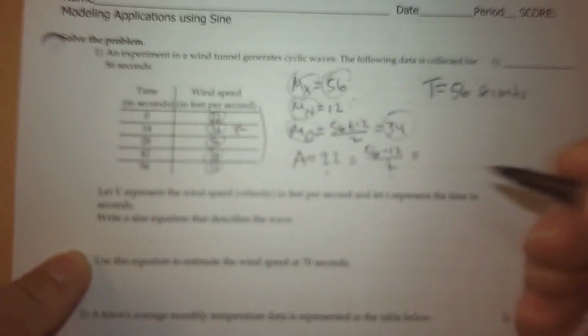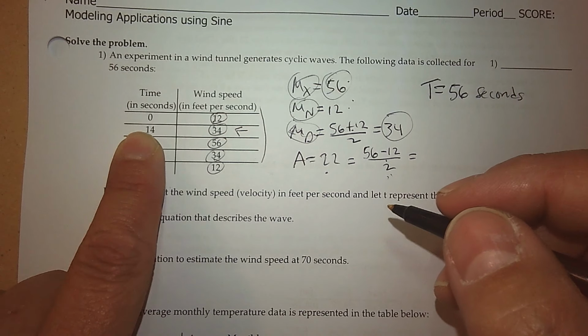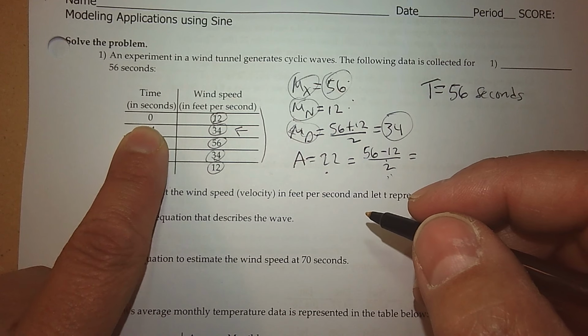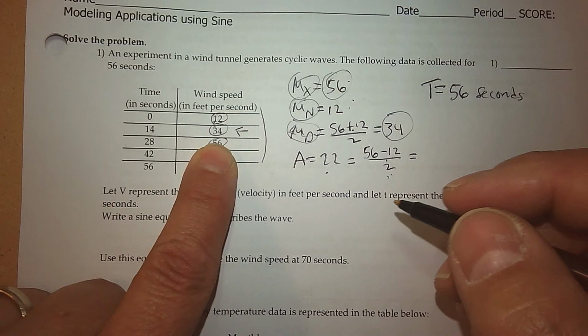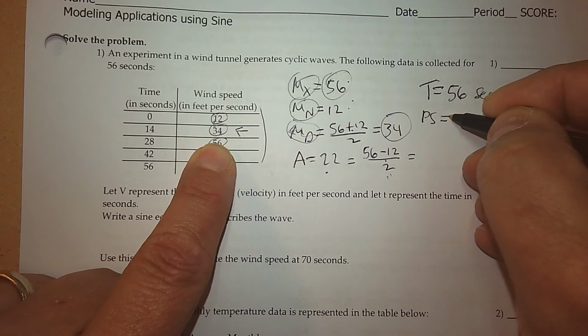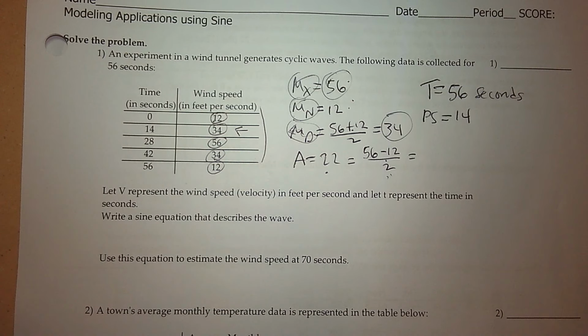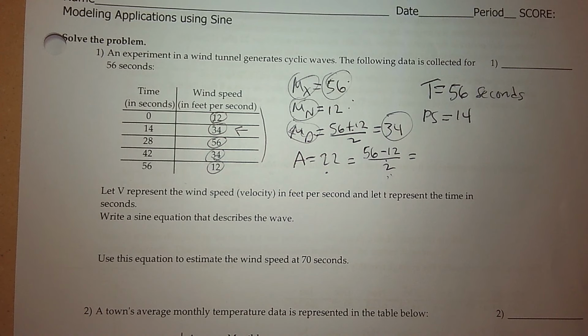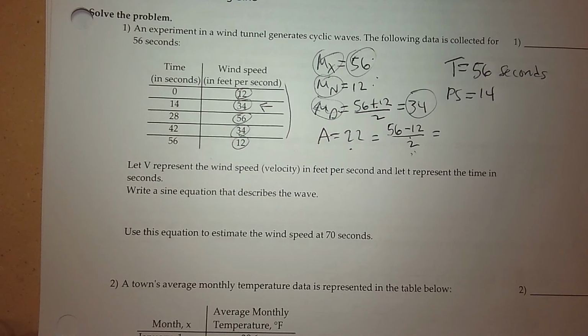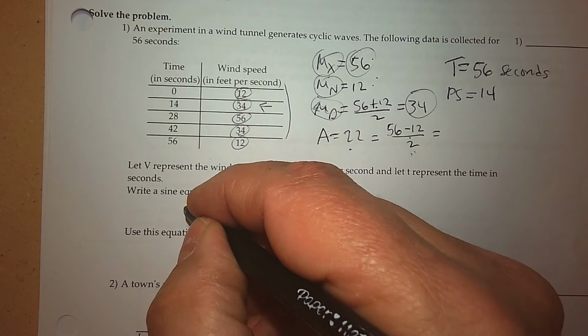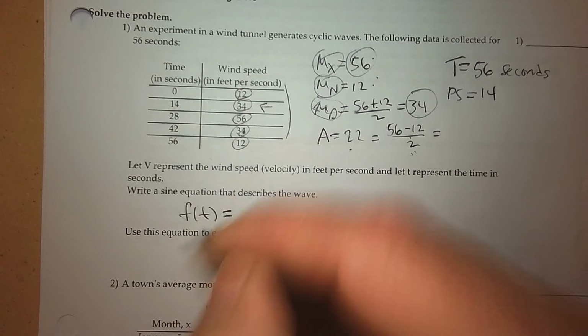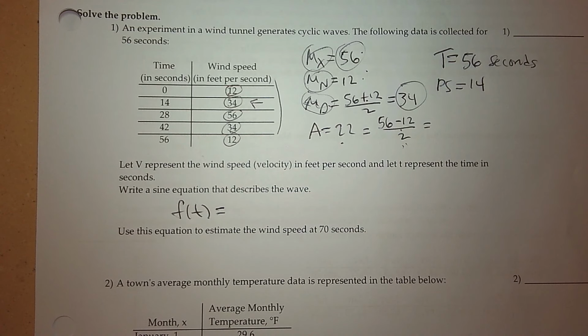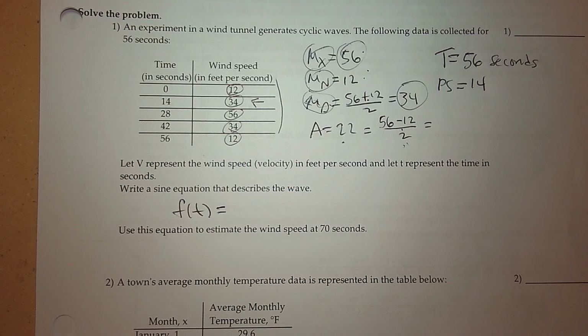Does this table start at the middle of the wave? At what time is it in the middle of the wave? So I have to shift the wave over how many so it starts in the middle. Now, can you write an equation? So you try, then I'll do it.